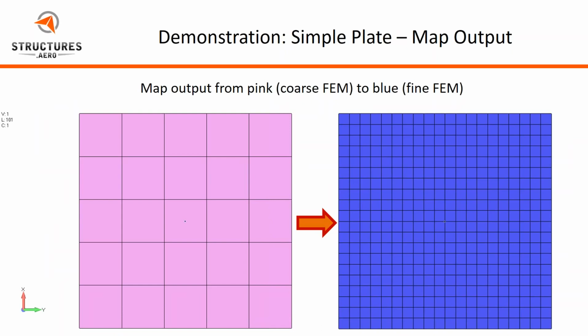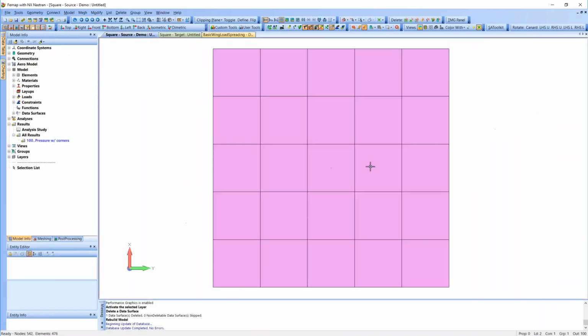So for our first demonstration, what we're going to do is take output mapped on our coarse FEM here, and we're going to map it as load into our finer mesh here that's blue. So we'll start in Femap with our source FEM. What we have here is an output set that contains pressure data on all of these elements. So we're going to start.